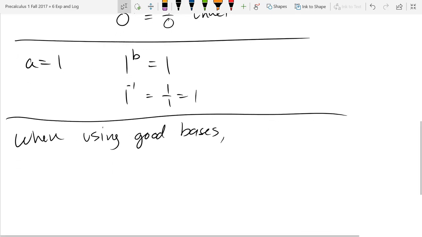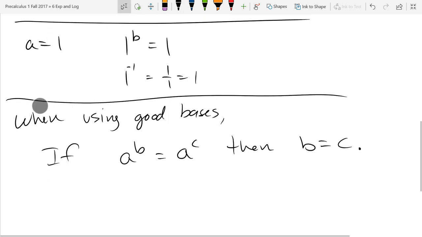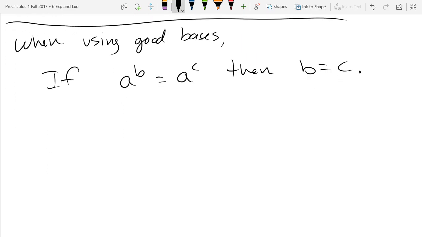So when using good bases, we have the property that if a to the b equals a to the c, then I can say that b equals c. So if I'm using good bases, positive and not one, and I know that a to the b equals a to the c, then I can say that the two powers are equal. That's the only way to get equality when using a good base.